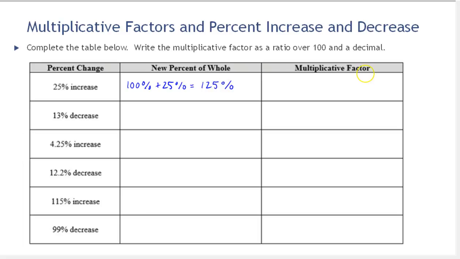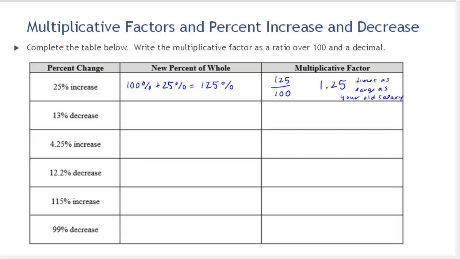Now, as a multiplicative factor, we're going to write this as both a fraction and a decimal. As a fraction, it's 125 over 100, and we're not going to simplify. As a decimal, 125 hundredths is, move the decimal 2 places, 1.25. So, if you receive a 25% increase, your new salary is 1.25 times as large as your old salary.